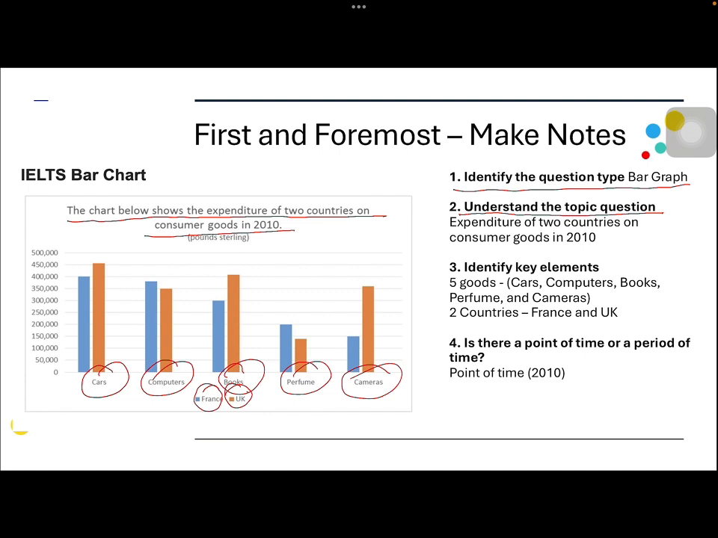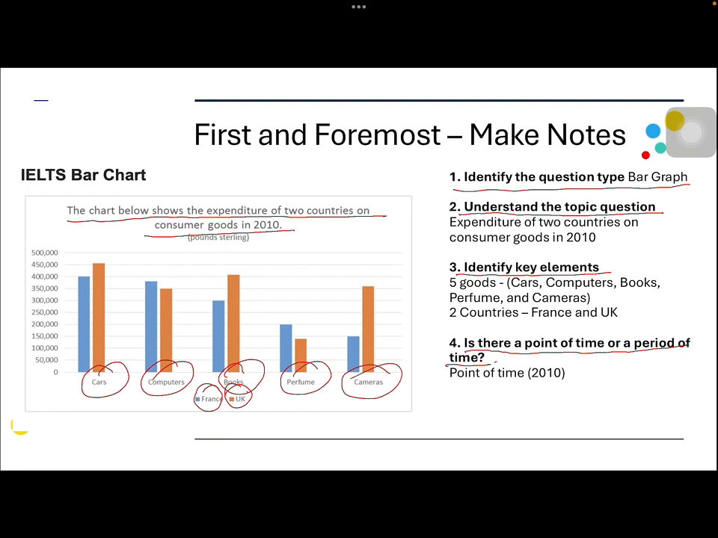Now identify the key elements. Now while we understand the topic of the question, we also looked at the key elements, which is दुईटा country र 5 वटा consumer goods को बारेमा चाहिँ कुरा गरेको रहेछ हैन. Apart from that, also look at whether there is a point of time or a period of time, right? अब point of time भनेको एउटा specific point of time को data दिनु. अब यही केसमा 2010 को सट्टा 2010 को every month को data दिएको भए Jan, Feb, March, April, May, June देखि December सम्मको data दिएको भए चाहिँ it would have been a period of time.